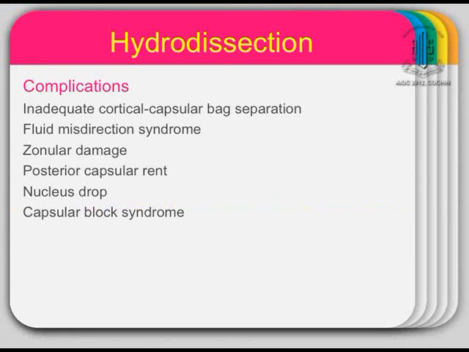Complications of hydrodissection have been covered previously. Just to sum it up, there can be inadequate corticocapsular bag separation, fluid misdirection, zonular damage, PCR, nucleus drop and capsular block syndrome.